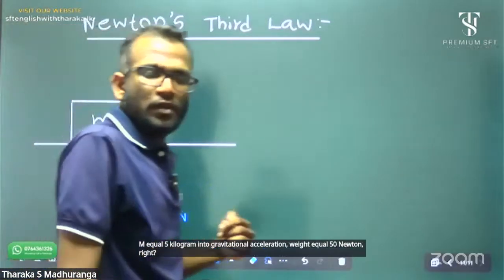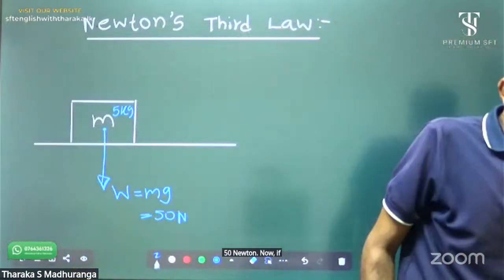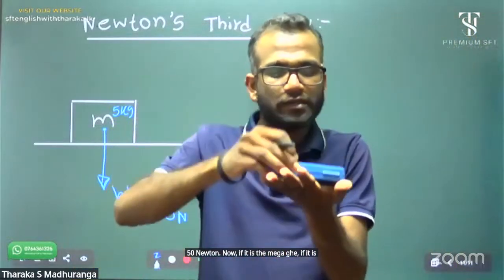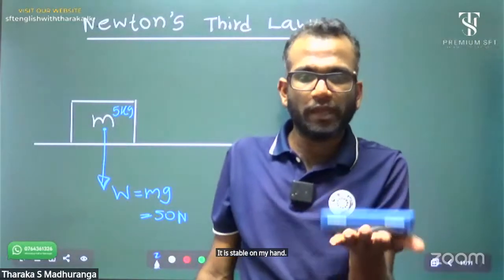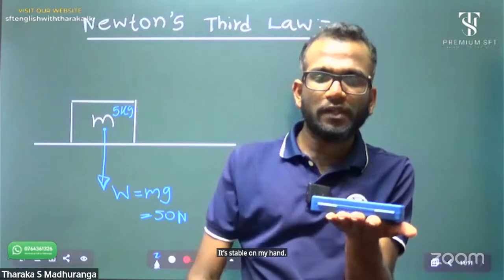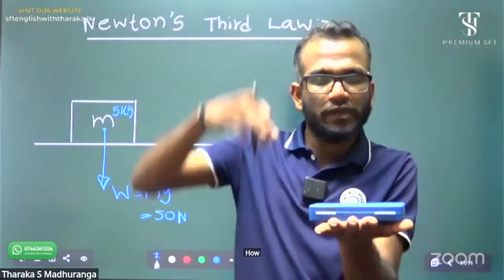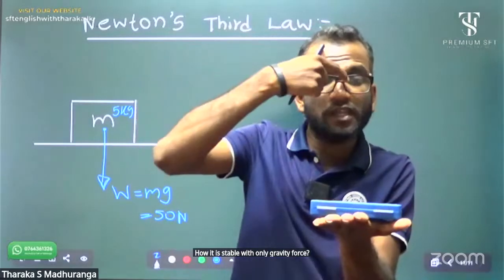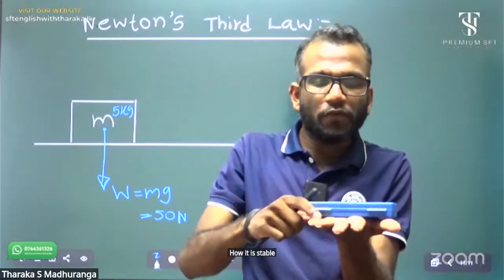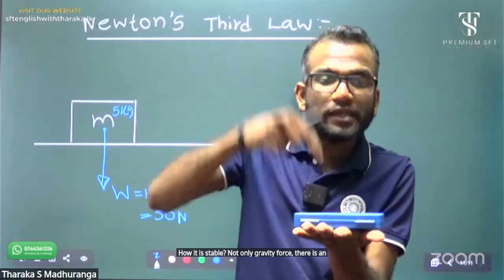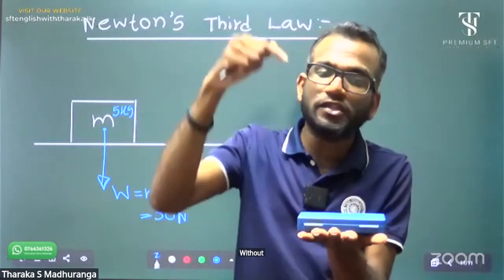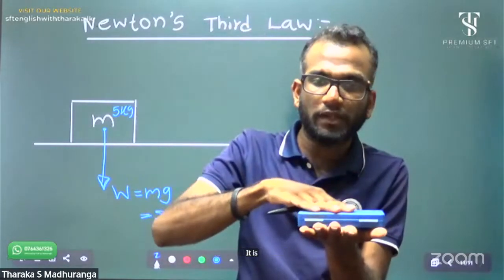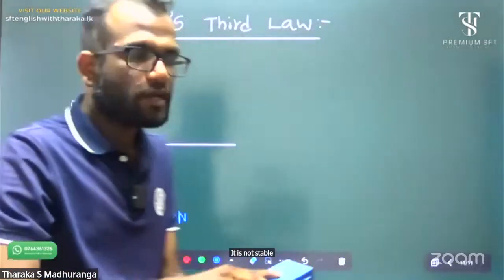Now, if a 5 kilogram object is stable on my hand, how is it stable with only the gravity force? Not only the gravity force, there is a reaction force as well. That's why it is stable. Without the reaction force, it is not stable. It falls to the ground, right?